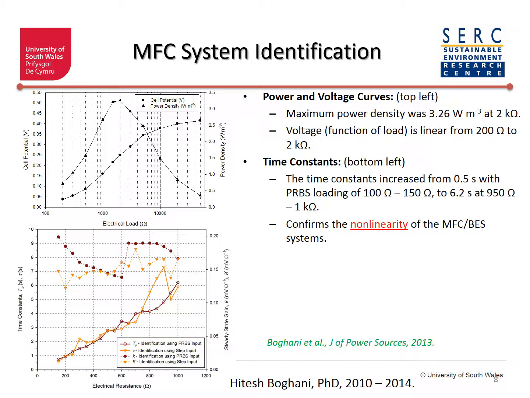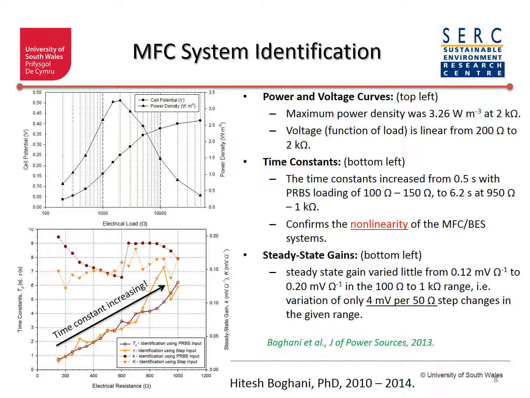What I found was that the time constant was increasing as we moved in our operating range from lower input load corresponding to lower voltage towards the higher loading corresponding to the higher voltage. Steady state gain didn't remain the same either, and that was also varying.